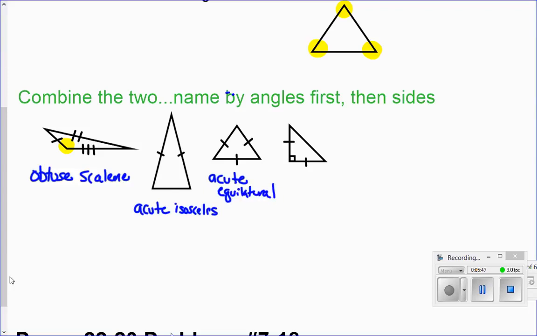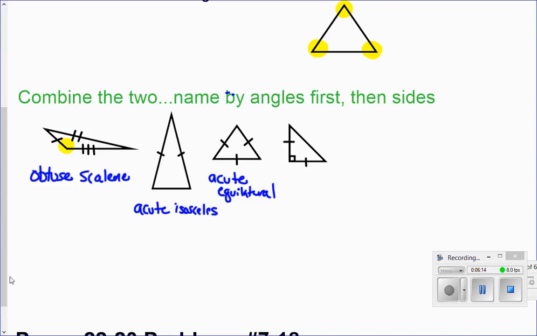Okay. And remember, we also said that equilateral triangles are equiangular as well. All equilateral triangles will be acute. The only way to have all three angles have the same measure is if they're each measuring 60 degrees, and that's less than 90, which means that all equilateral triangles are acute.